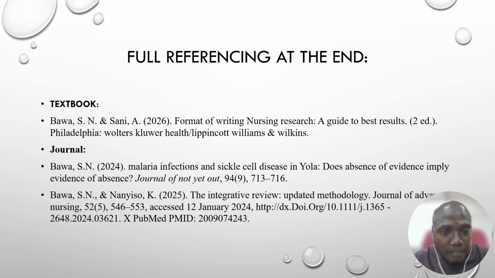That's why I did it. Then these numbers you are seeing, this one is the issue and this is the volume. So it's issue 94, volume 9. Then comma, then page 713 to page 716. That is where you will find this journal article. Then if there are two authors, now I have used Nanyinso King.